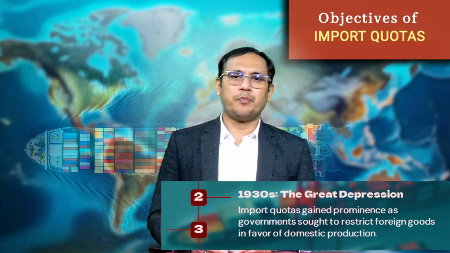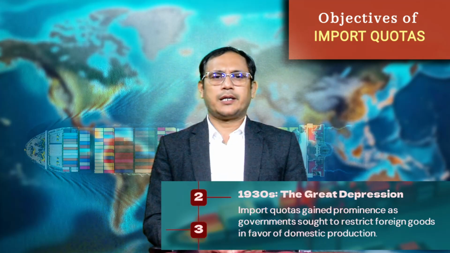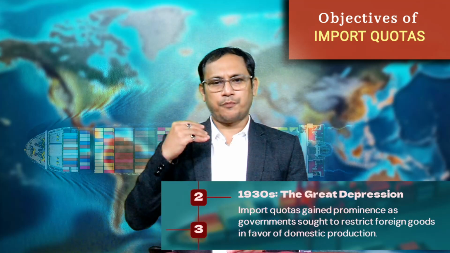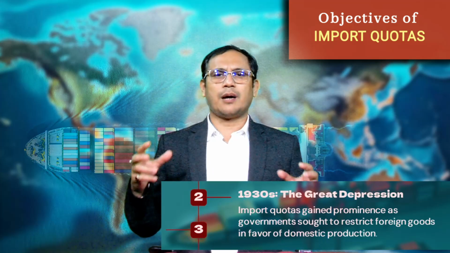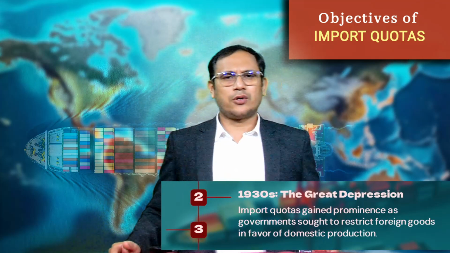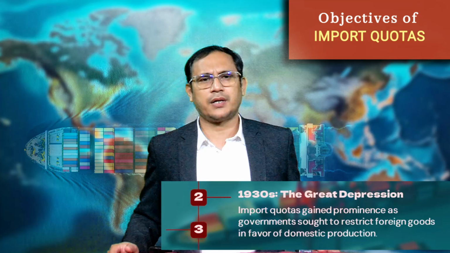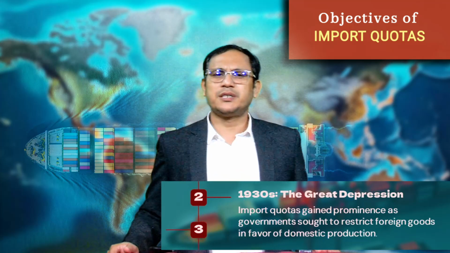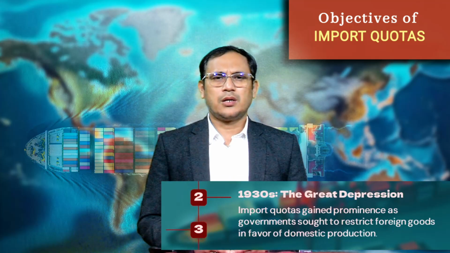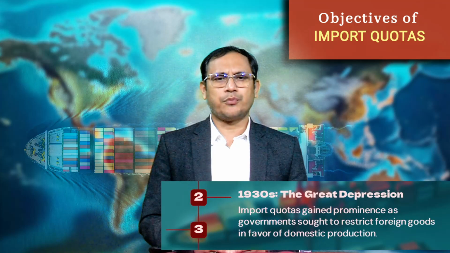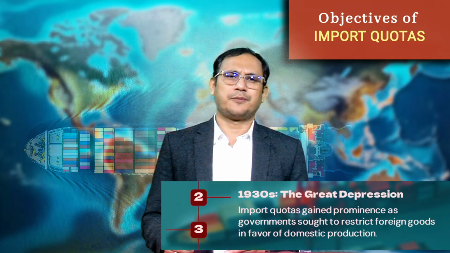So that is why governments of different countries at that time realized the need to protect the domestic producer from further deterioration in their profit. So that is why they used some kind of protectionist measure. One notable example was the Smoot-Hawley Tariff Act of 1930 in the United States, which basically raised tariffs on thousands of imported goods, but also included provisions that indirectly promoted import restriction. Other countries also followed suit with similar measures.